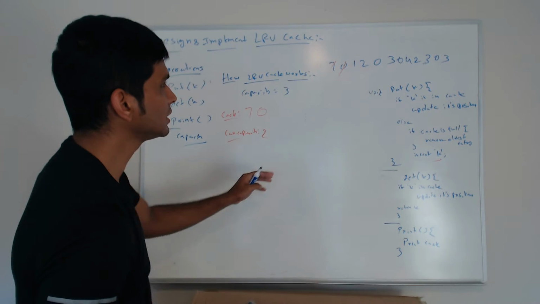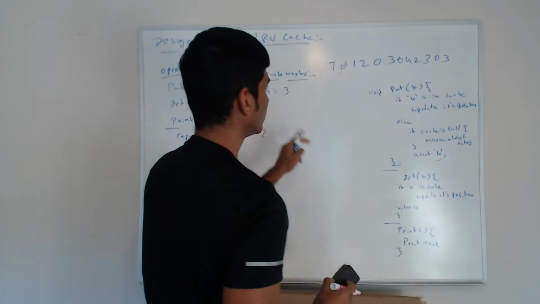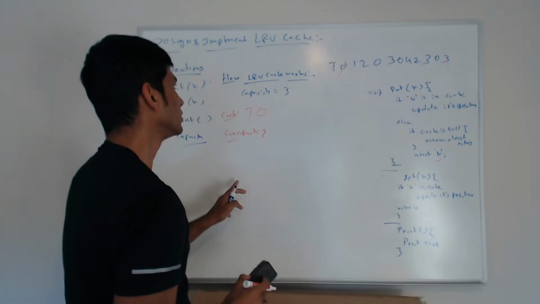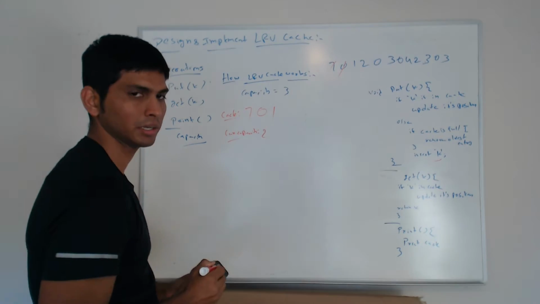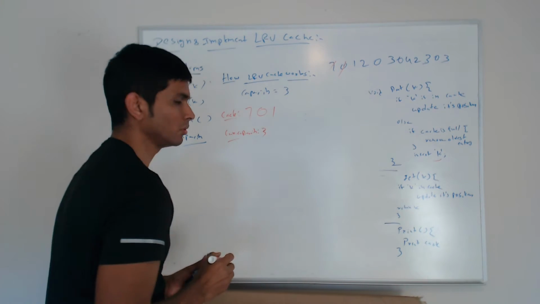So next we receive the element 1. Then we check, is 1 in cache? No. Is the cache full? No, because the capacity is still 2. Then we just insert 1 here. Okay, and then we increment the capacity to 3.